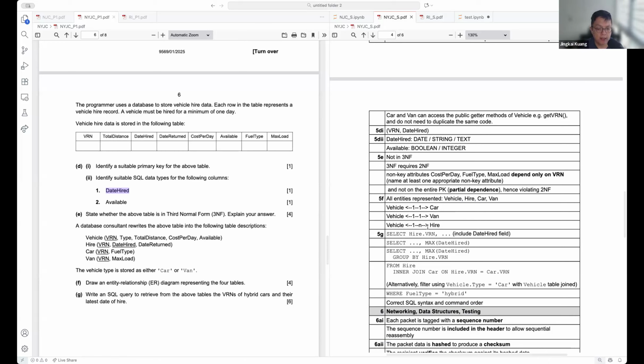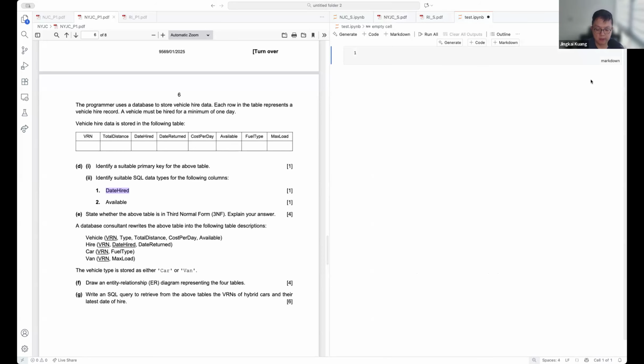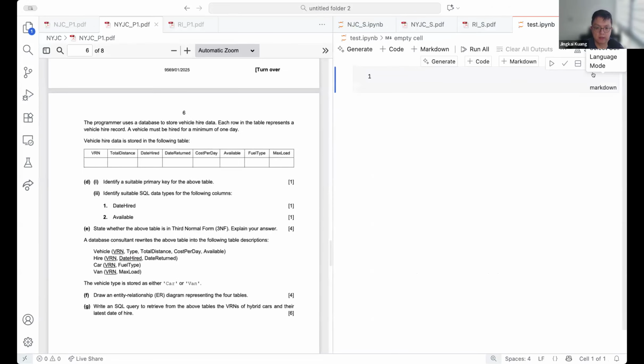Okay, so here, write an SQL statement to retrieve from the above tables the VRNs of hybrid cars and their latest date of hire. The answer here uses join, because different schools train differently. We don't use join, so we're going to write the SQL query ourselves. The idea is that I just want the latest hire, so we need to do a little bit of work. Okay, let's just type it out.